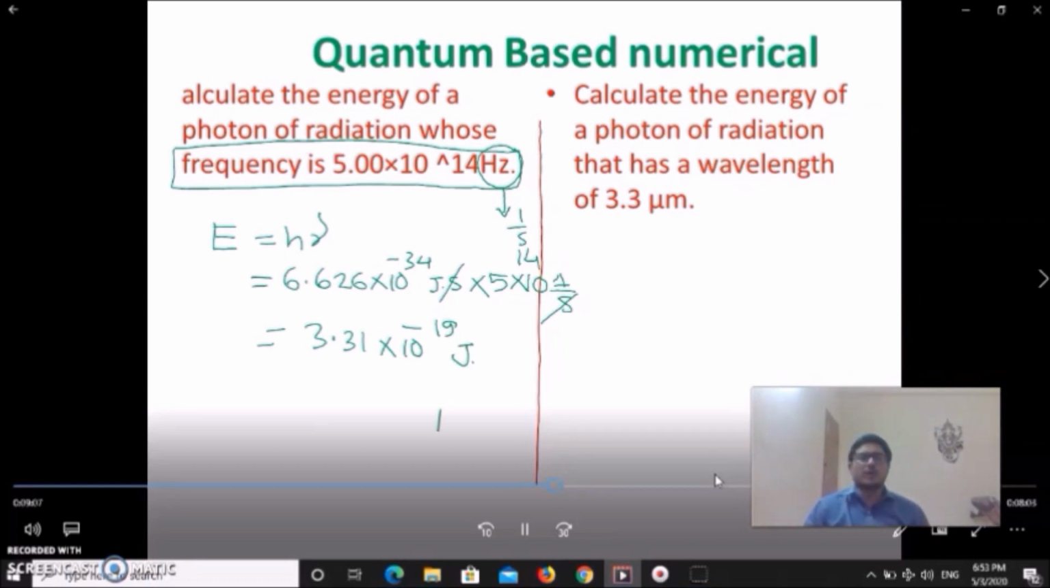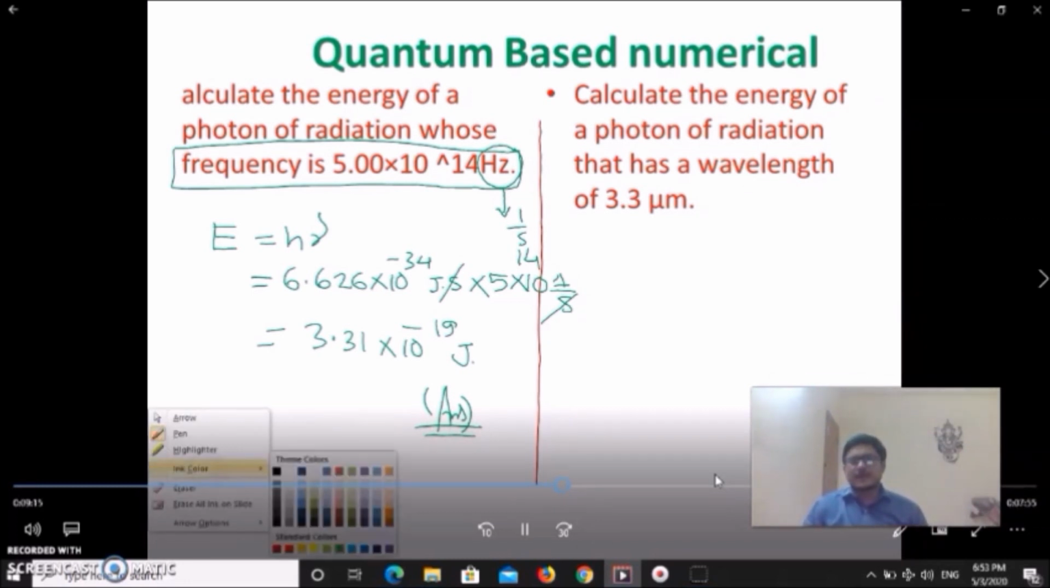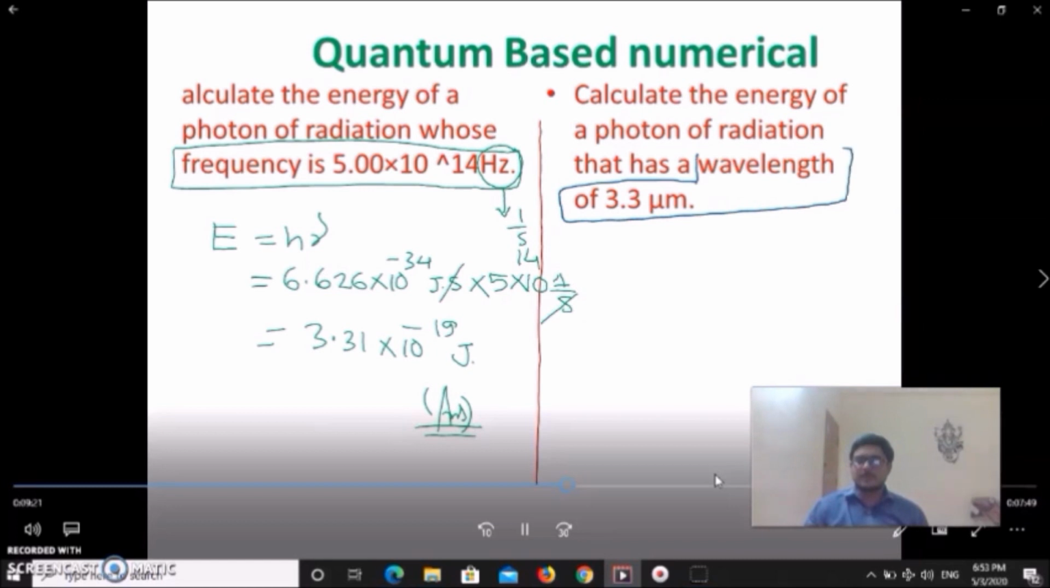Okay, the answer is joule. The unit will be joule. Okay, easy. Let's move to the second question. Radiation is given with wavelength 3.3 micrometer. Good. Let's solve it. Now, the expression for energy is E equals h nu.